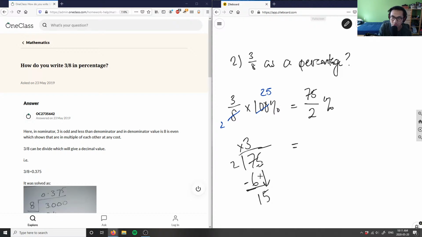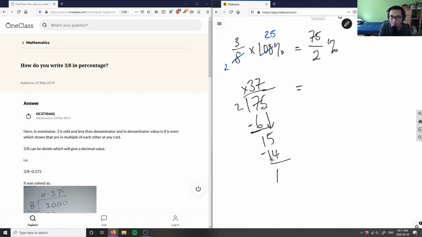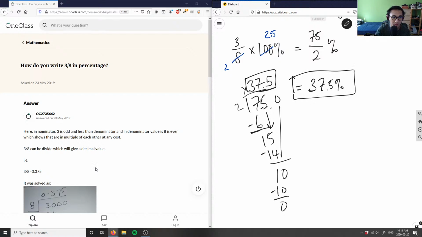2 times what number is closest to 15? I know it's 7. This will be 7, and then I have to add a 0 here to bring this down. So it's 0. 2 times 5 is equal to 10, right? And I'll have a decimal here. 10 minus 10 is 0. So my answer here is 37.5. So this answer here is 37.5%, and this here is the correct answer for my solution.